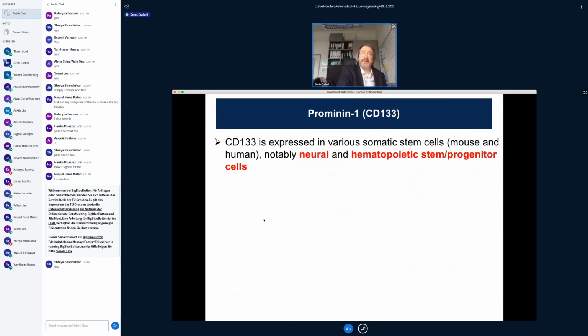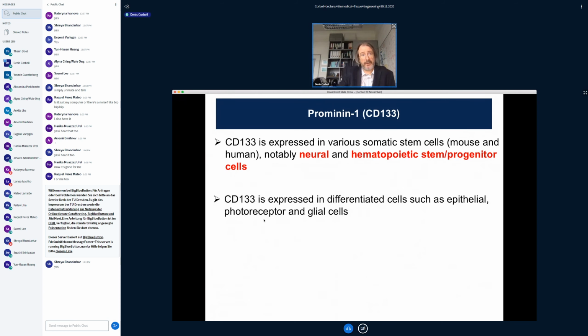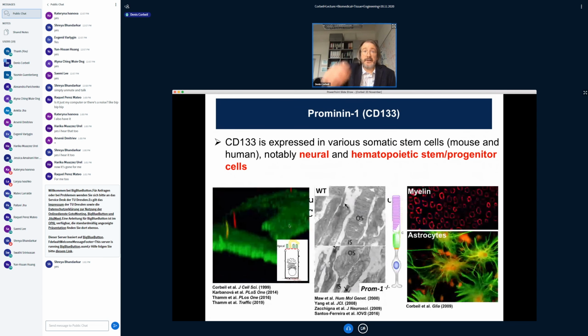So as I mentioned in the beginning, this molecule became very famous because it's expressed by the somatic stem cell, meaning adult stem cell. And we found it in neural, and the people in California found it in the hematopoietic system, but it's also a stem cell marker in the kidney, prostate, pancreas, and many tissues. This molecule can highlight the stem cell. However, you need to be aware that it's also expressed in differentiated cells, like the epithelial cell, photoreceptor, and glial cell. And indeed, we cloned this molecule from the mouse kidney.